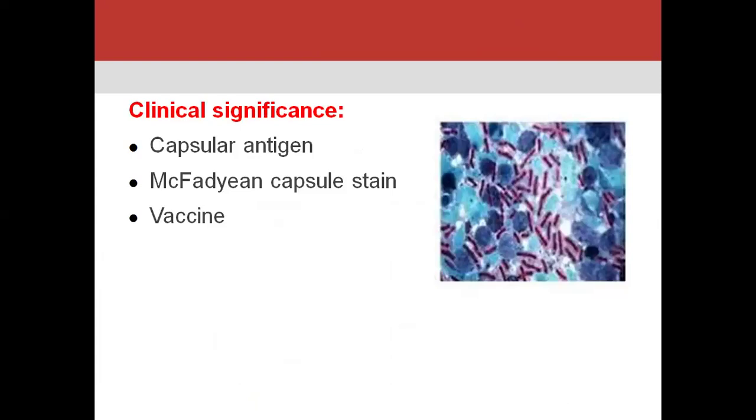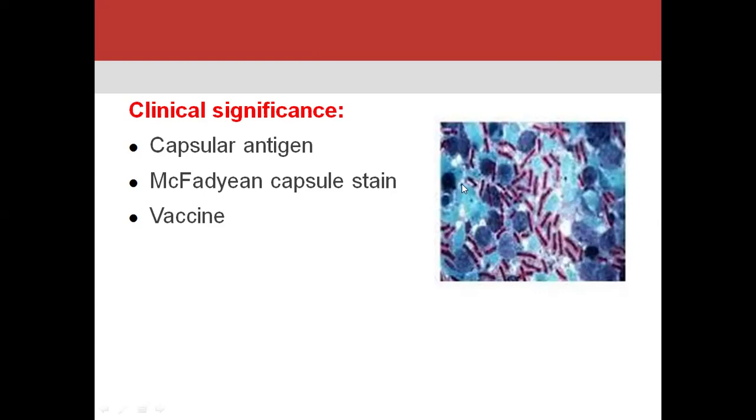Next, clinical significance, such as capsular antigen. As we discussed, the capsule acts as an antigen. This antigen can be detected in specimens like CSF. It can be detected by the latex agglutination test, using latex particles coated with specific anti-capsular antibodies. Examples are latex agglutination tests available for detection of Streptococcus pneumoniae and Cryptococcus neoformans, which is a fungal infection.